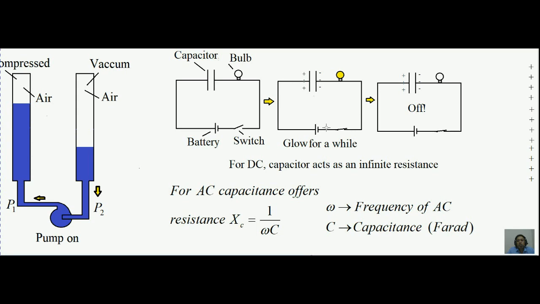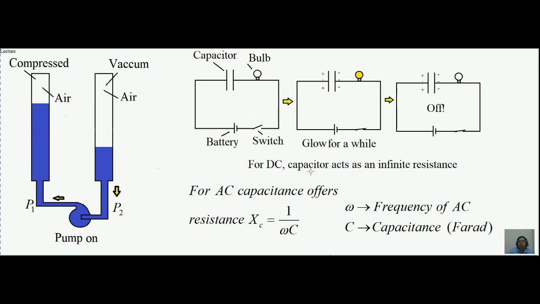When charge is going from the battery to the plate, there is a flow of current because charge is flowing. In that case this bulb will glow for a while. Ultimately, when the plates are fully charged with that potential difference, no more charge transfer will take place because the plates are saturated. In that case the bulb will go off. This is the reason that for AC, alternating current, a capacitor offers low resistance. However, for DC, the capacitor acts as an infinite resistance. You can see for a short while it will glow and ultimately it is offering a resistance. No more current will flow.